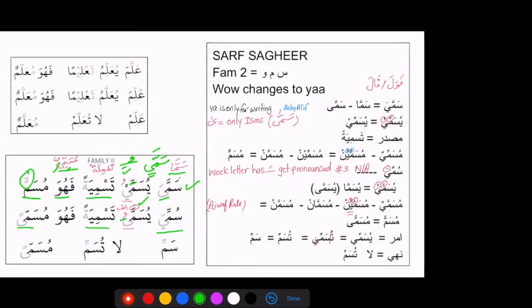So same for isam maf'ul, since we need fatha, right? So we are compensating this meme with two fathas, musamman. And we will see soon how the grammarian opens the tanween and shows what's going on.